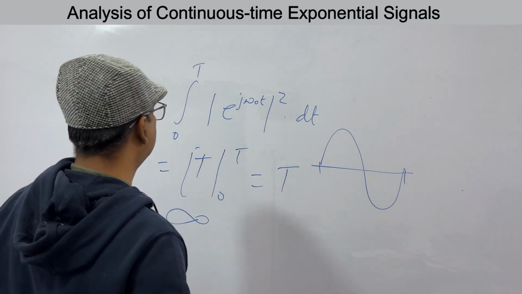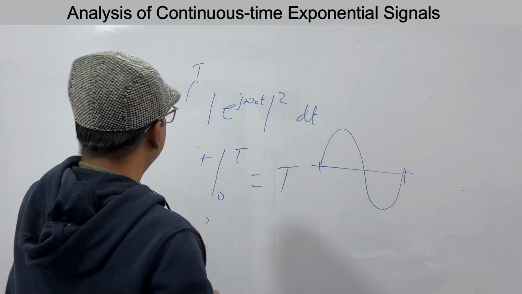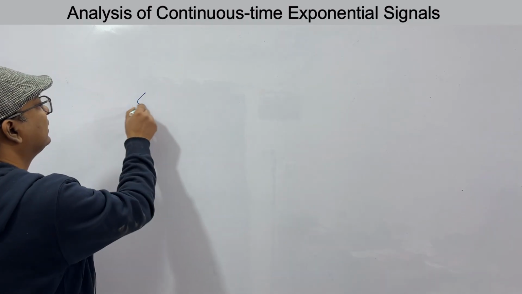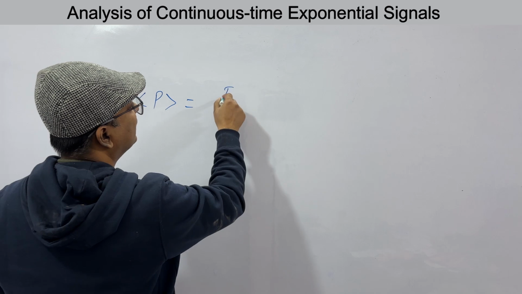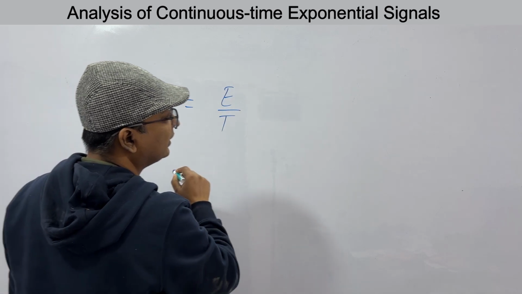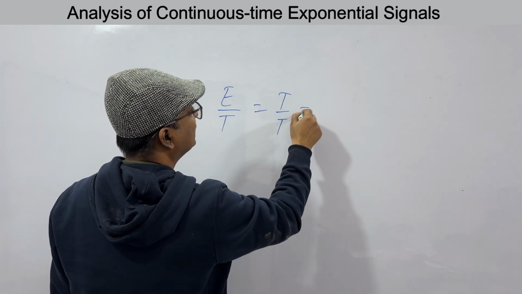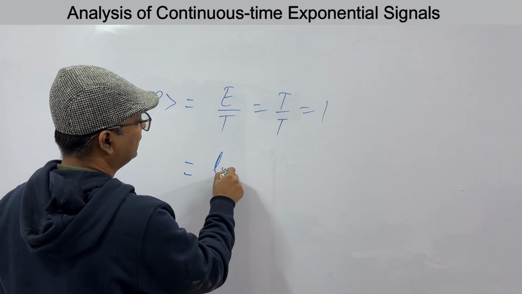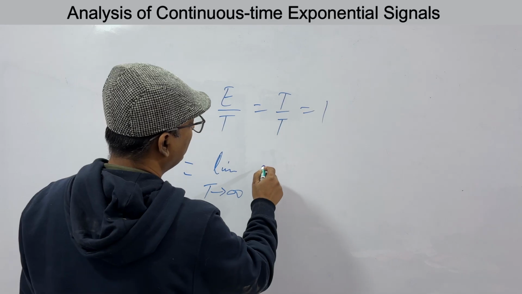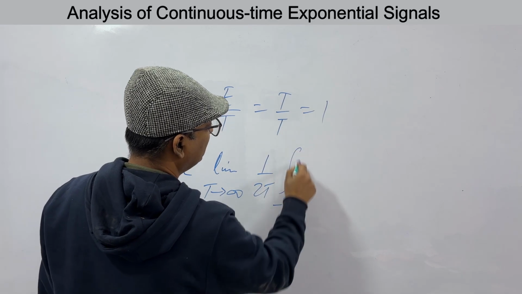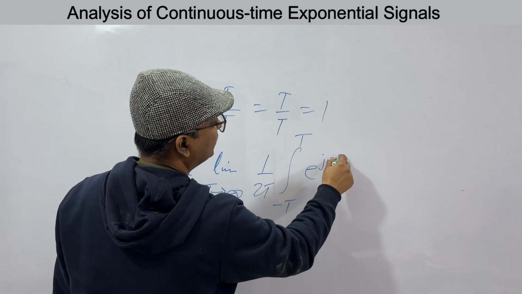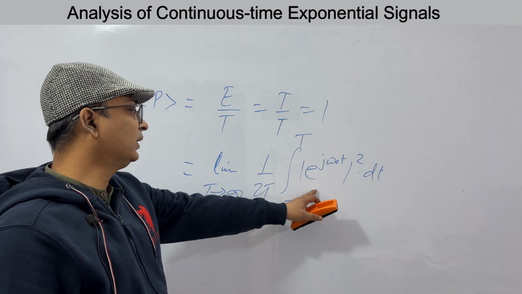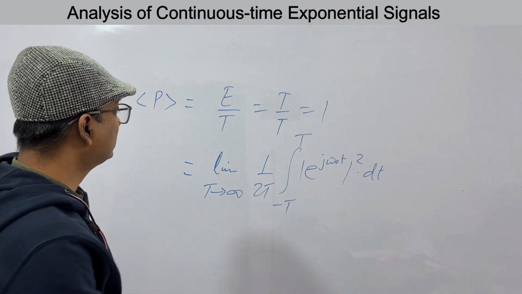Clear? Now let's talk of power. Average power is the energy in one time period divided by the time period. So this will be T by T, that is 1. Also you can see it like this: limit T tending to infinity of 1 by 2T integral from minus T to T of |e^(j omega 0 t)|^2 dt, from the basic definition. Now again, this is 1, this will be 2T, so 2T by 2T is 1. So what you will get is 1.